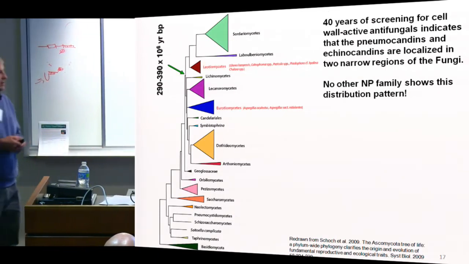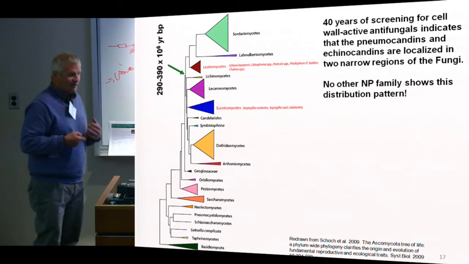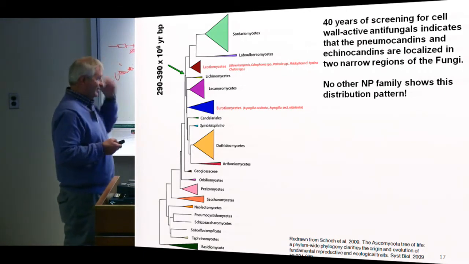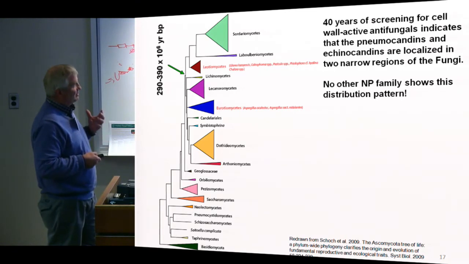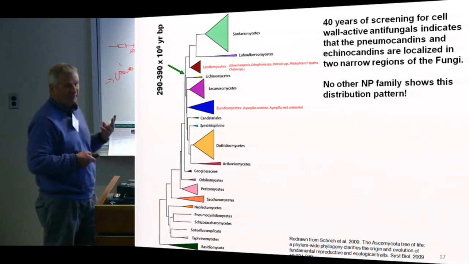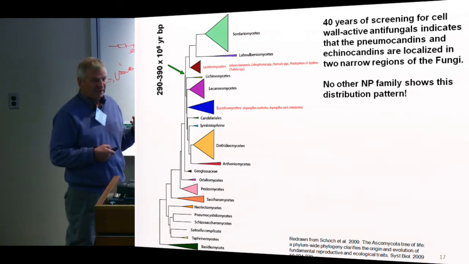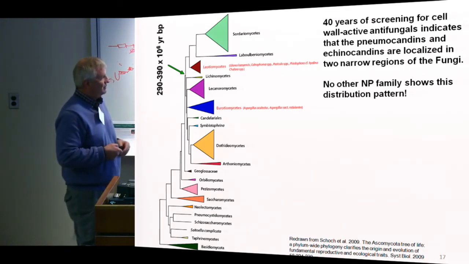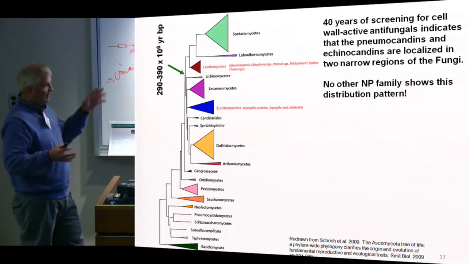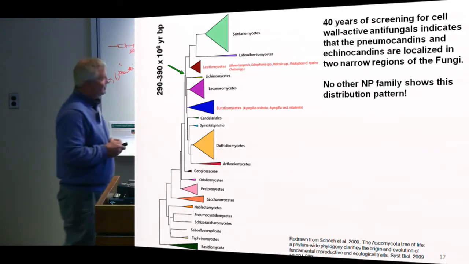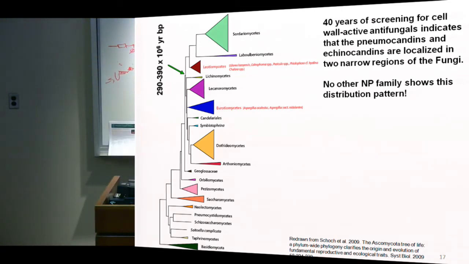Okay, so another really interesting aspect. I was trained as a mycologist, and I think like a mycologist, and so for me, one of the most striking things about the pneumocandins and the echinocandins is you only find them in two places in the fungi, and they have a really peculiar distribution. Unlike a lot of other natural products from fungi, which are somewhat widespread or radically spread across the whole fungal kingdom, these have a very, very narrow, focused distribution.